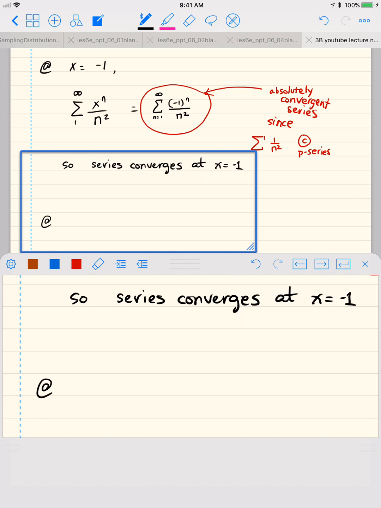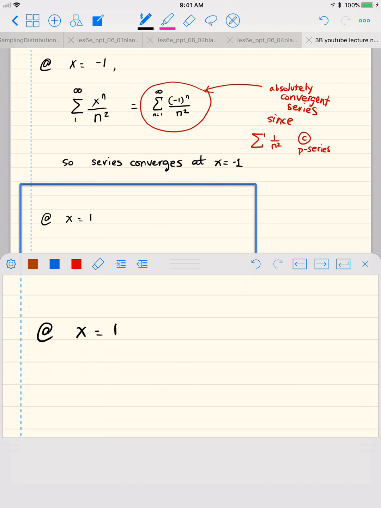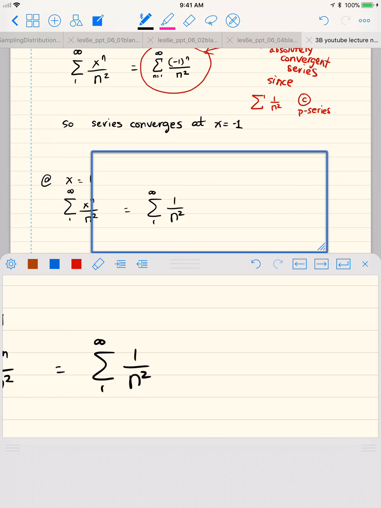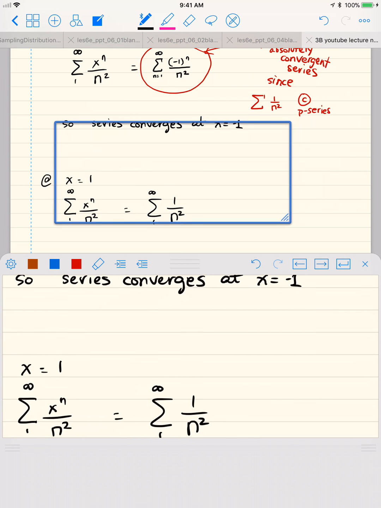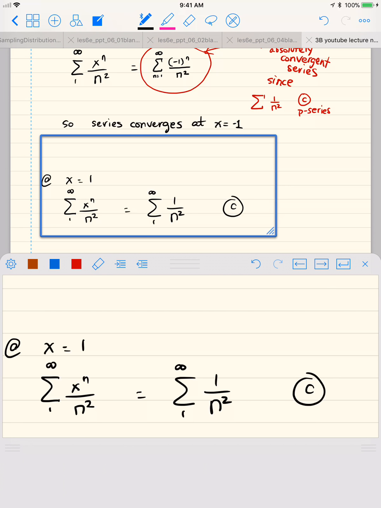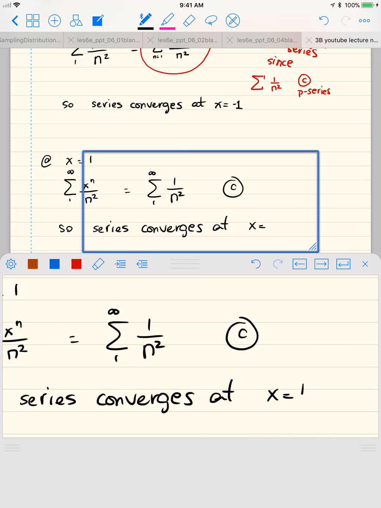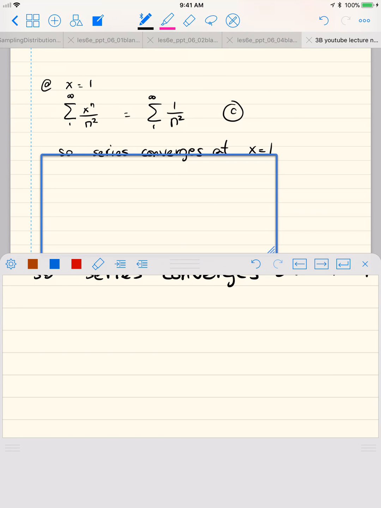Now, what about at x equals 1? Well, then our series just becomes the p series. So we'll just have 1 over n squared, which converges. Why? Because it's a p series. We just said it over here. So the series converges at x equals 1.